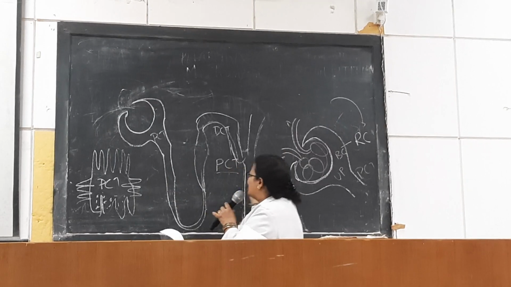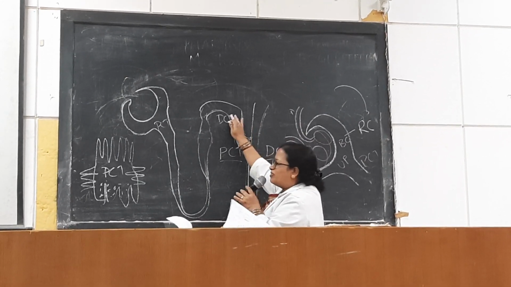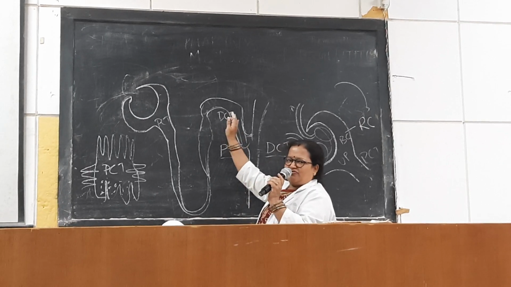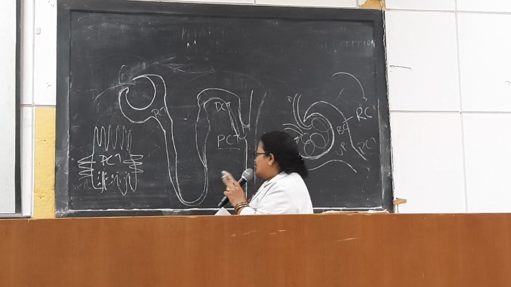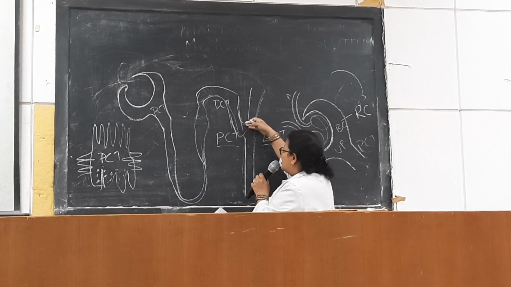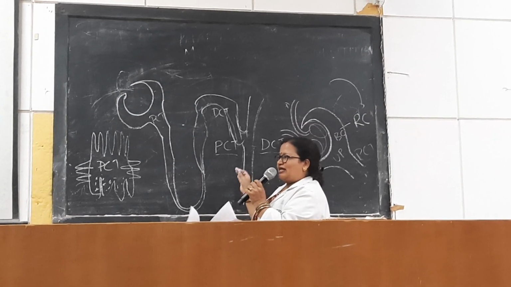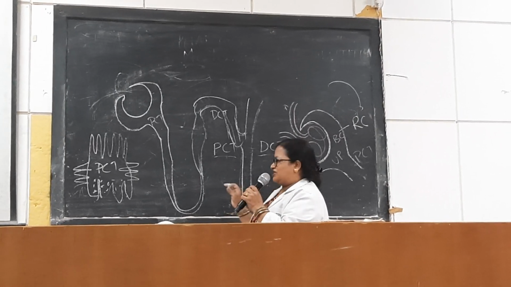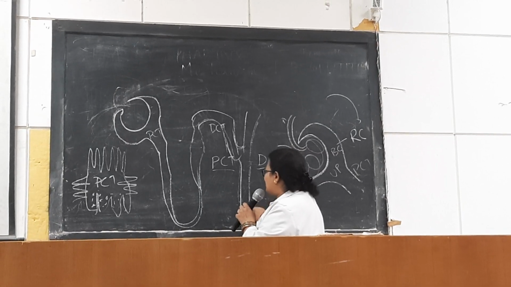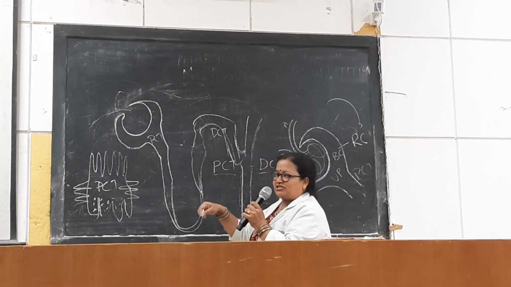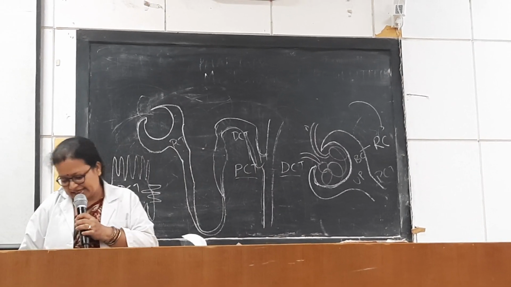So the distal convoluted tubule is lined by simple cuboidal cells but no microvilli are there, and it has basal and lateral striations. And here the collecting tubules and collecting ducts are lined by simple squamous epithelium. And these ducts of Bellini will open into the apex of the pyramid. And now we will go to the JG apparatus.